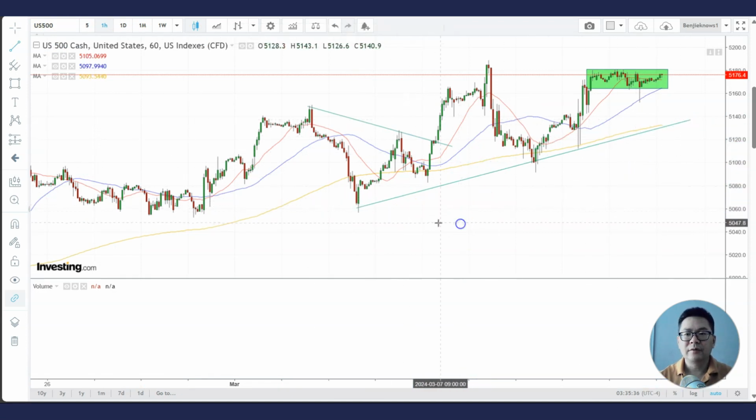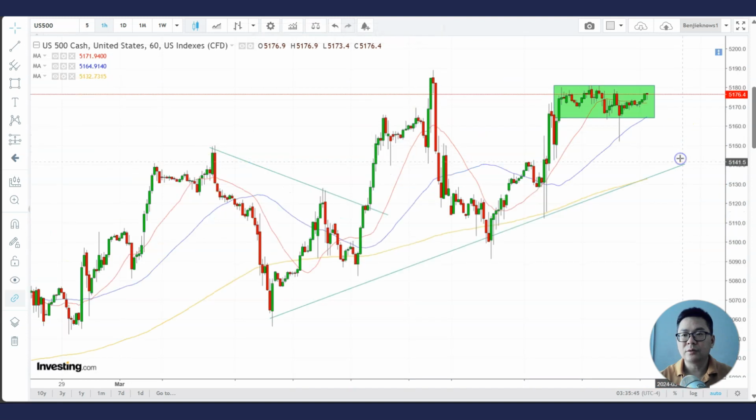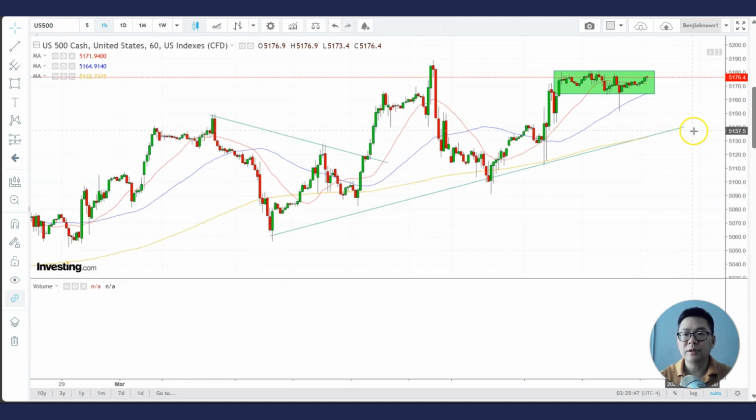Okay, so maybe we can even draw an uptrend line connecting lows here, to have a gauge of the trend strength. And as long as the S&P 500 stays above this uptrend line, you might want to remain bullish on the S&P 500.